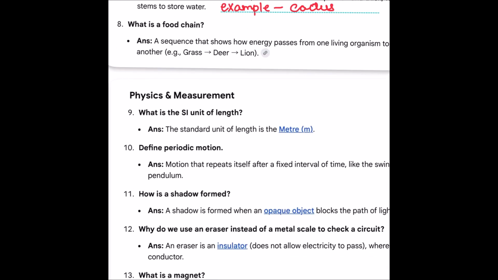Next few questions are based on physics and measurement. And the question is question 9, which is, what is the SI unit of length? SI unit means the International Standard Unit. So the standard unit of length is the meter and the symbol is m.